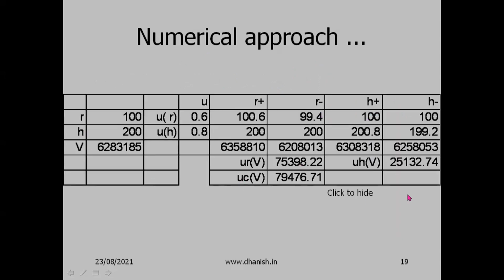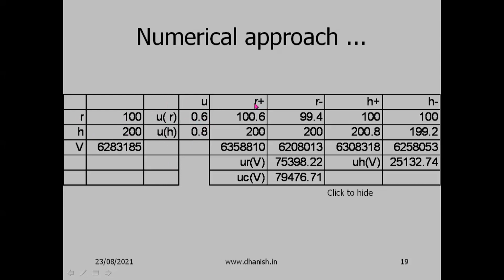A simple tabular approach is very convenient. You write here all the variables one by one: radius, height, and we calculate V. Radius was initially 100, height is 200. We calculate volume as pi r square h. Now we have a column for standard uncertainties. Standard uncertainty of radius, this column is not required, it is only for understanding. So standard uncertainty of radius is 0.6. Standard uncertainty of height is 0.8.